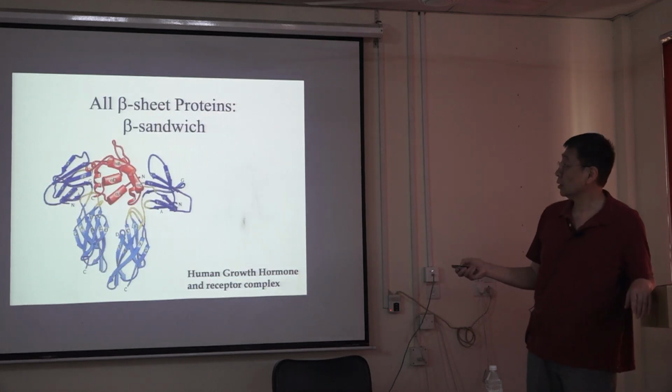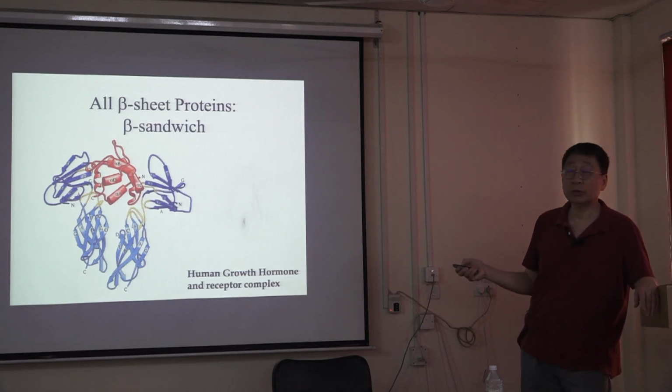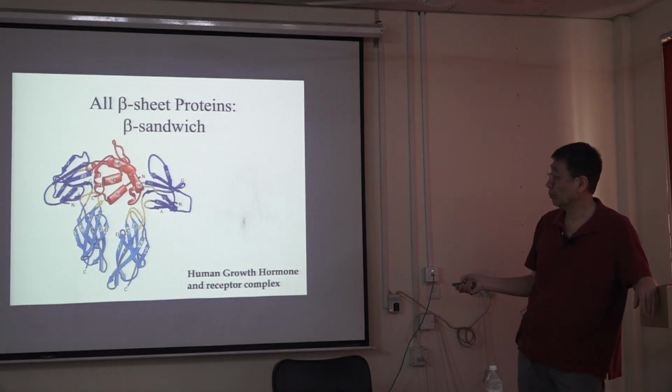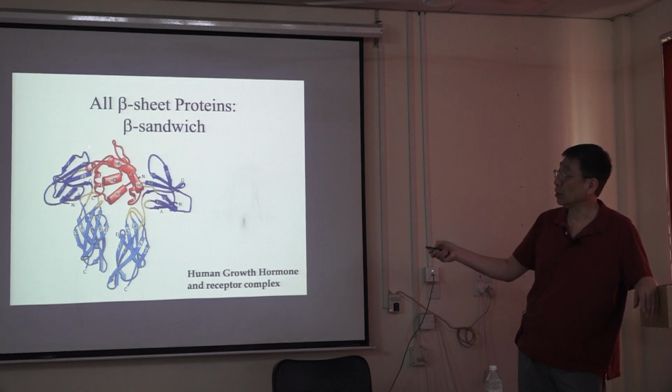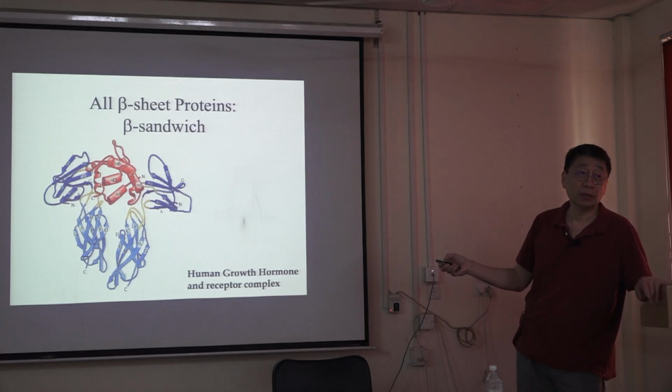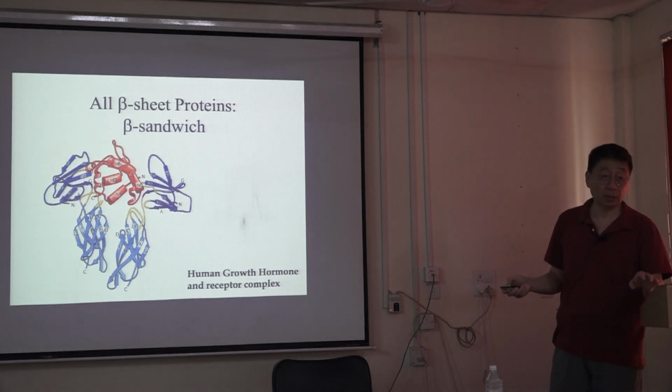Okay, so we talked about human growth hormone. The human growth hormone receptor also has an Ig-like fold. Essentially, the receptor is a dimer, one molecule on the left, one on the right, and a single growth hormone molecule bound between the dimer. So it's a 1-to-2 stoichiometry. This was done by crystallography many years ago now. Each one of these domains is Ig-like, immunoglobulin-like.